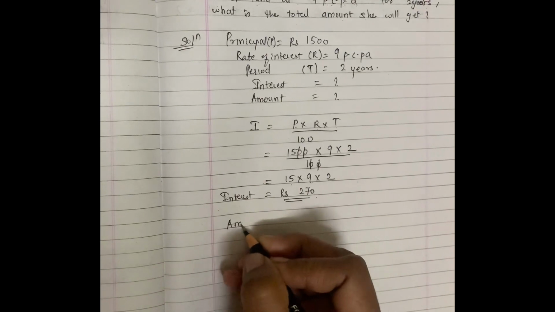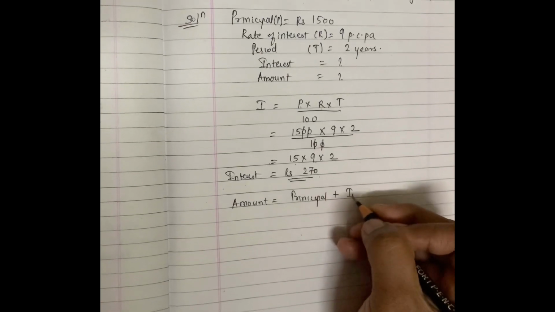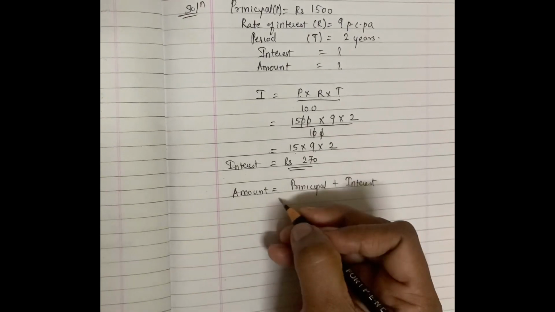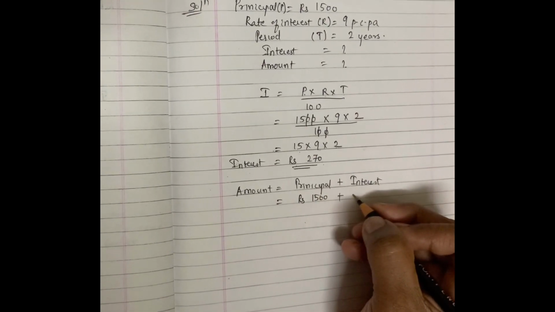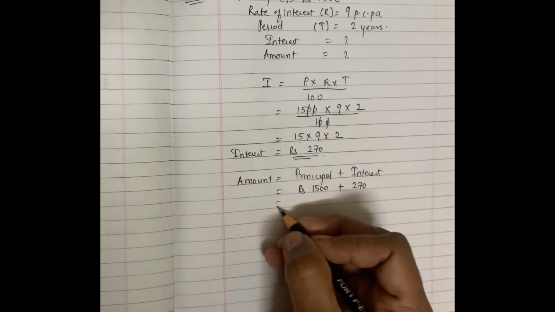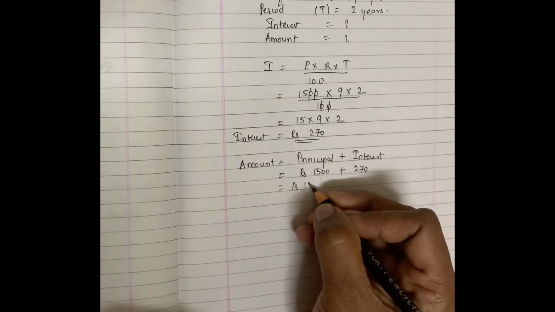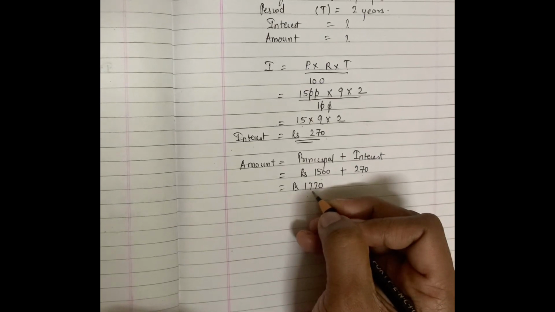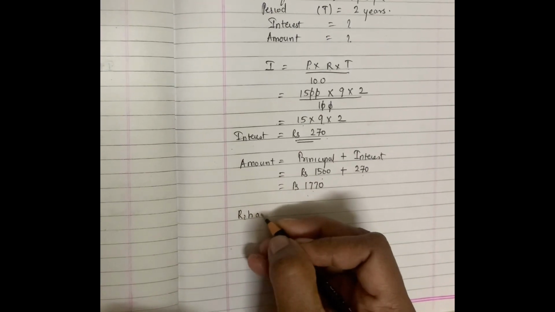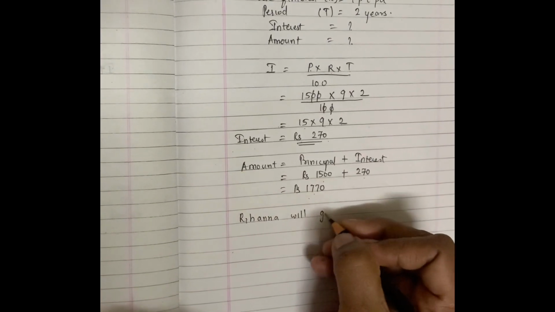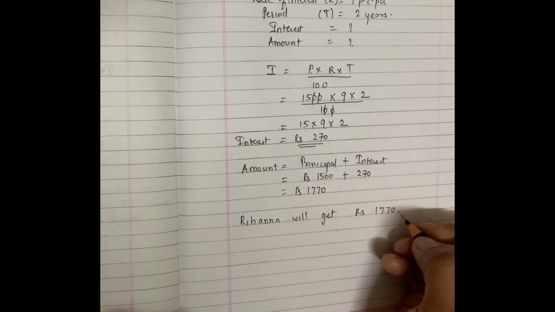Now we want to find the total amount she will get. So amount equals the formula principal plus interest, that is P plus I. Principal is how much rupees? Rupees 1,500. How much interest did I get? 270 rupees. When I add 1,500 plus 270, I get rupees 1,770. So amount is 1,770. So how much will Rihanna get? Rihanna will get rupees 1,770 at the end of 2 years.